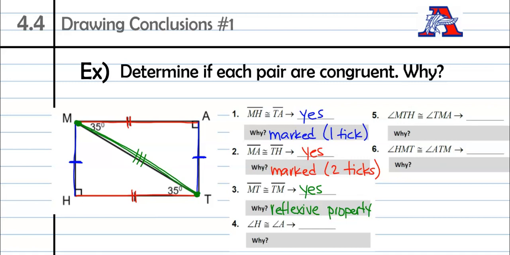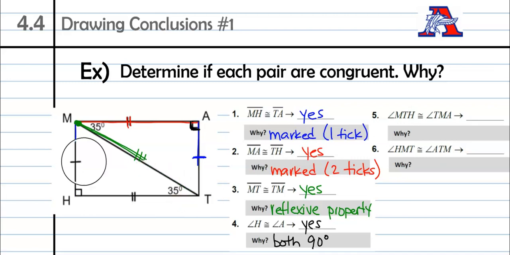All right, moving on. Angle H and angle A. So here is angle H, here is angle A. They are definitely congruent. Reason being, they are both right angles. Or we can say both 90 degrees, okay? All 90-degree angles are going to be congruent.